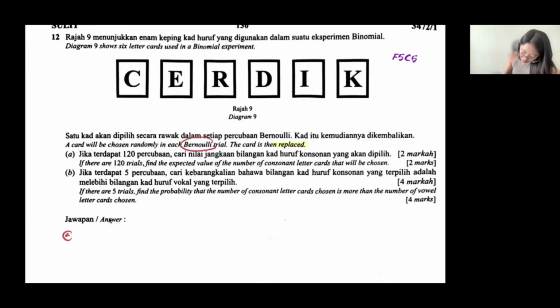Now A, if there are 120 trials, find the expected value of the number of consonant letter cards that will be chosen. Now 120 trials, meaning n is 120. Then what do you want? You want a consonant letter. What is the probability of getting a consonant? Consonants are C, R, D, K. We have 4 consonant letters out of 6 cards. So this will be your probability of success. Then failure will be 2 over 6. Remember, P plus Q is always 1.